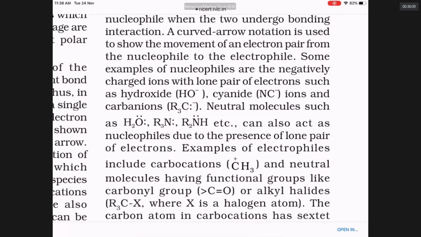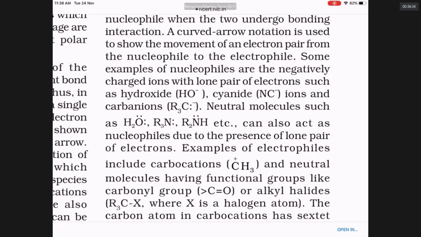Notice water, ammonia, R2NH, all they have lone pairs of electron on central atom. Anybody who has lone pairs of electron which can also donate electron pairs, so they also attack positive centers. They are called neutral nucleophiles. OH minus, CN minus, CH3 minus, all they are negative nucleophiles. Nucleophile is basically one which attacks nucleus or positive center.